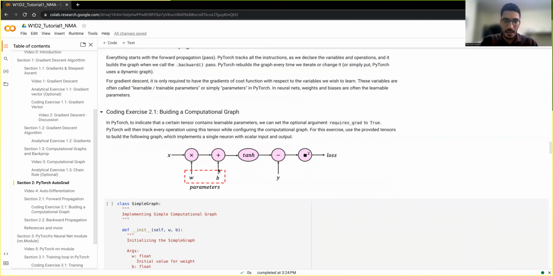In this simple example, we are going to implement a computational graph of a single neuron with a scalar input x and a scalar output y. In this simple network, W and B, the weight and bias of the neuron, are our trainable parameters.